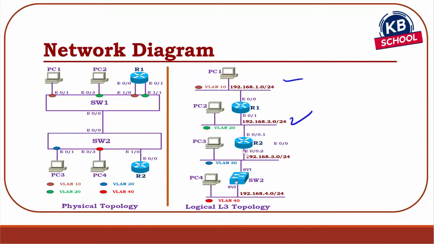This is all working right now. So right now PC1 should be able to talk to PC2. Not only to PC2, it should also be able to talk to 192.168.2.2, which is router 2. Let's check. Let's do that test.